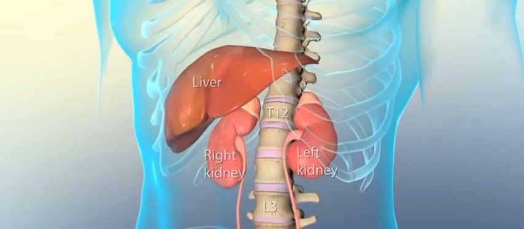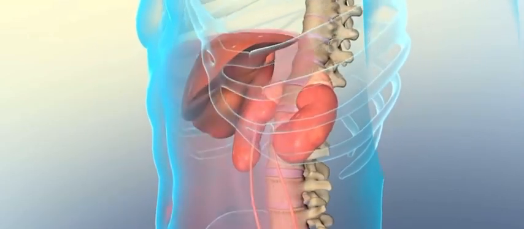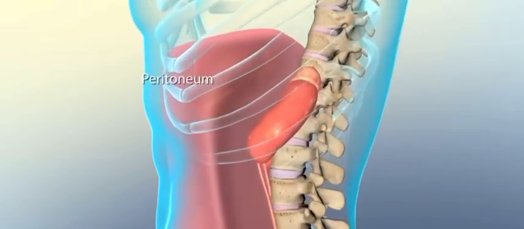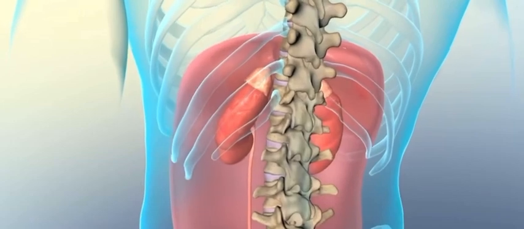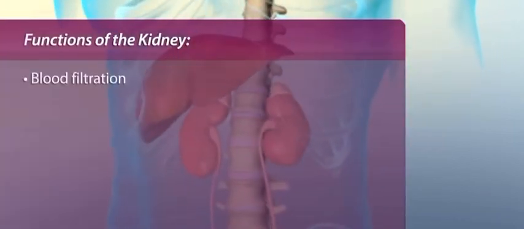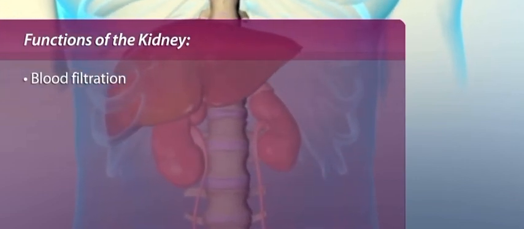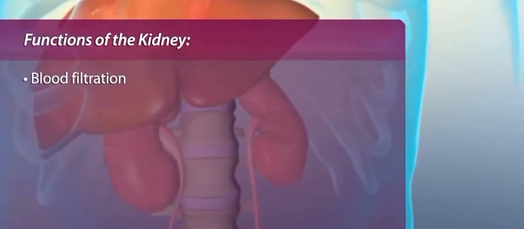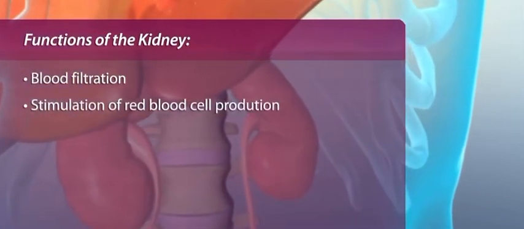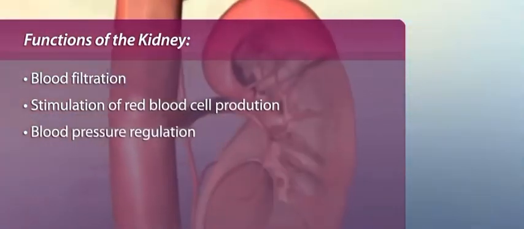Either side of the spinal column in the posterior abdominal cavity, behind the peritoneum in the retroperitoneal space. The functions of each kidney include filtration of metabolic wastes, fluids, and electrolytes from the blood during urine production, stimulation of red blood cell production, and regulation of blood pressure.